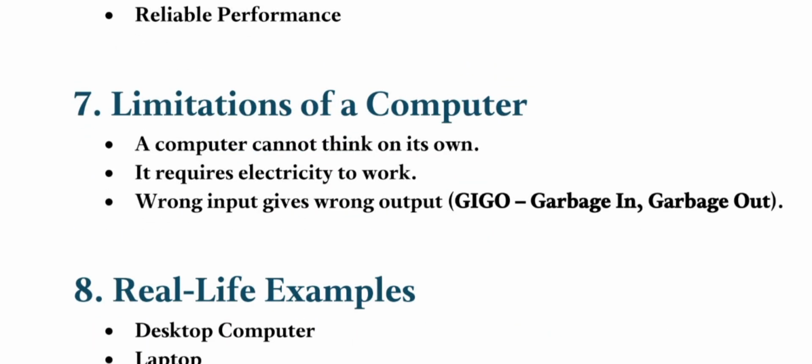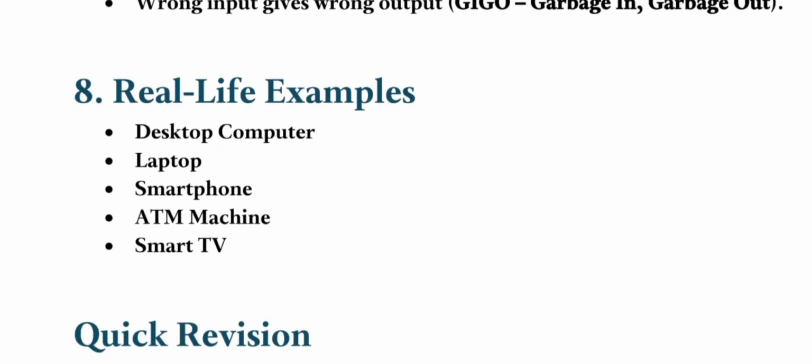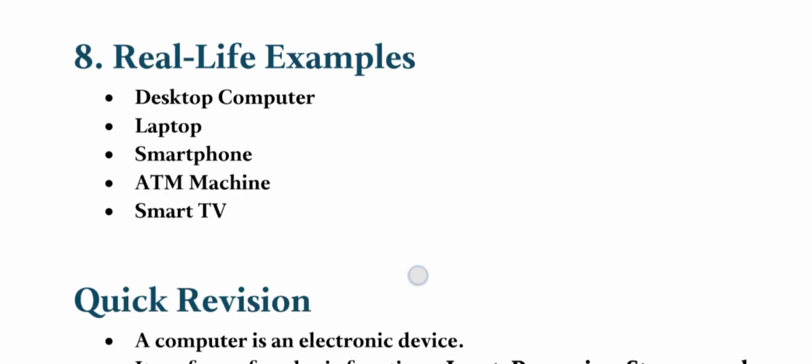Limitations of a computer: a computer cannot think on its own. It requires electricity to work. Wrong input gives wrong output. GIGO: garbage in, garbage out. Real life examples: desktop computer, laptop, smartphone, ATM machine, smart TV.